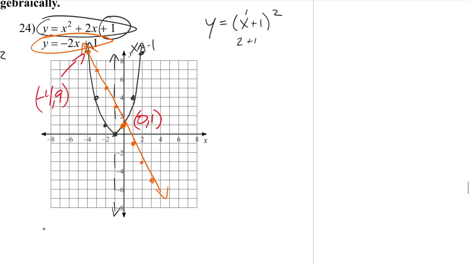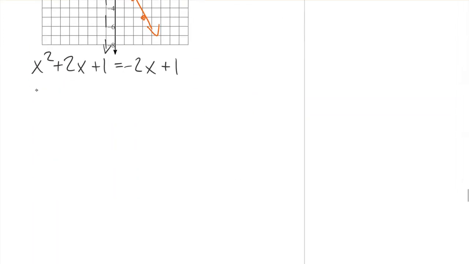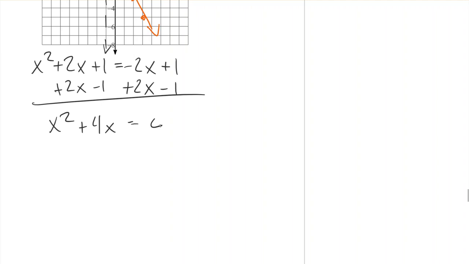Algebraically, we'd write x squared plus 2x plus 1 equals negative 2x plus 1. Set it equal to 0. Oops. Let's add 2x. Let me show you the work. Add 2x, subtract 1, subtract 1. x squared plus 4x equals 0. What would we do? Factor out an x. x times x makes x squared. x times 4 makes 4x.